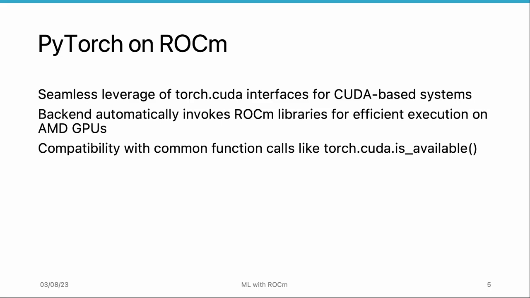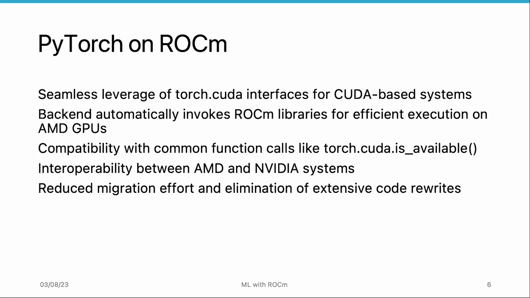Let's take a common function that we often encounter in many machine learning applications, the torch.cuda.is_available function, which is used to check the availability of a GPU. The great news is that with PyTorch on ROCm, Python programmers can seamlessly utilize this function without the need for any modifications. It ensures a smooth transition and allows developers to leverage familiar functionalities without any hassle.